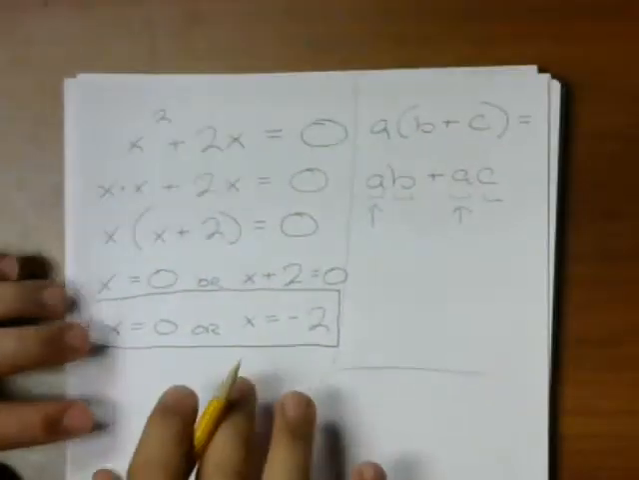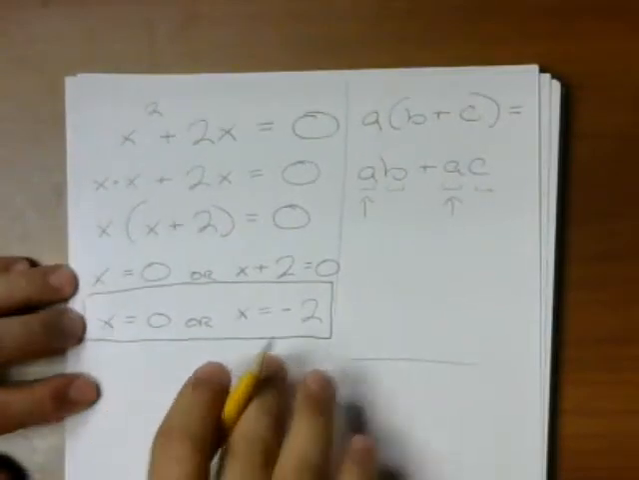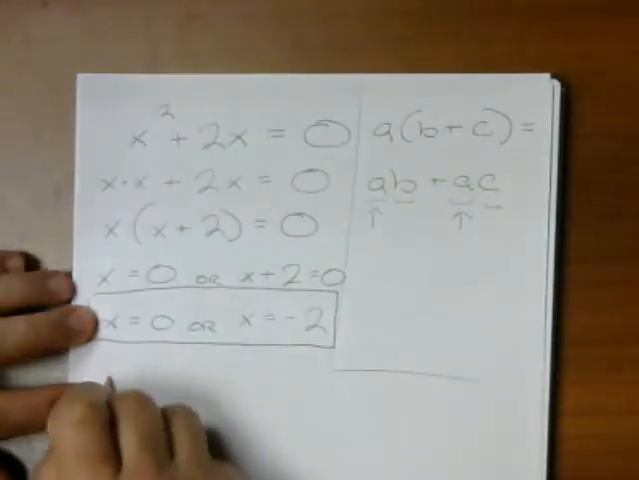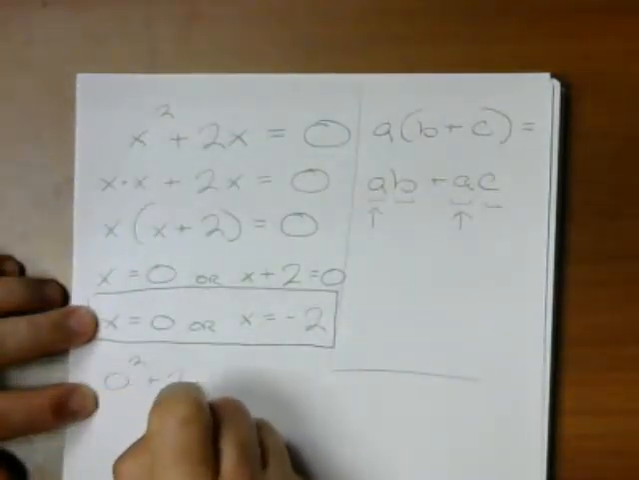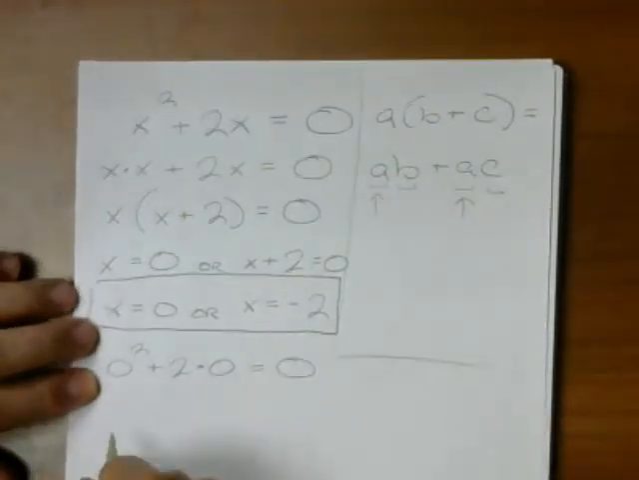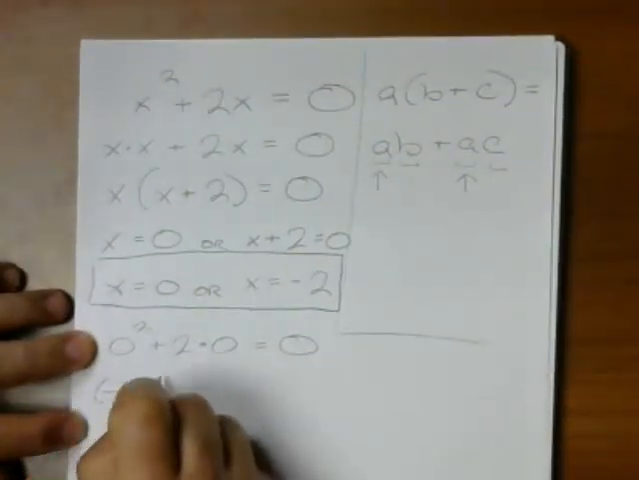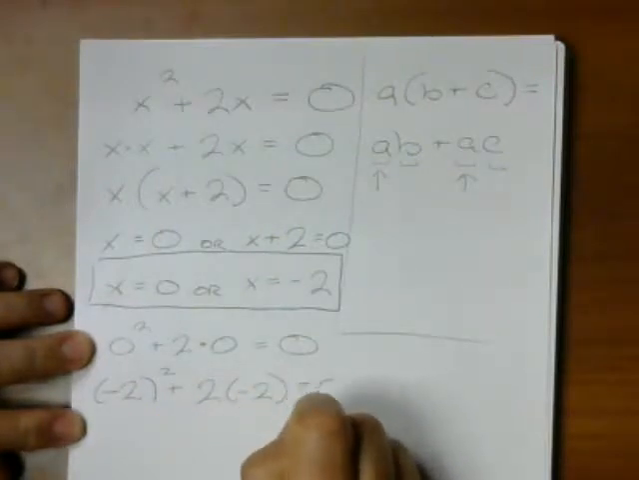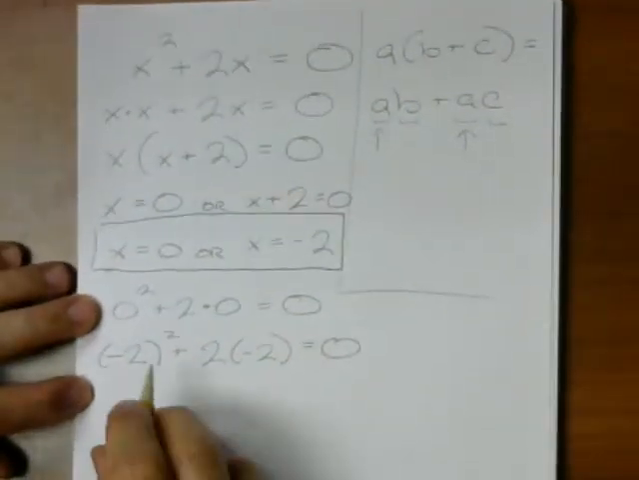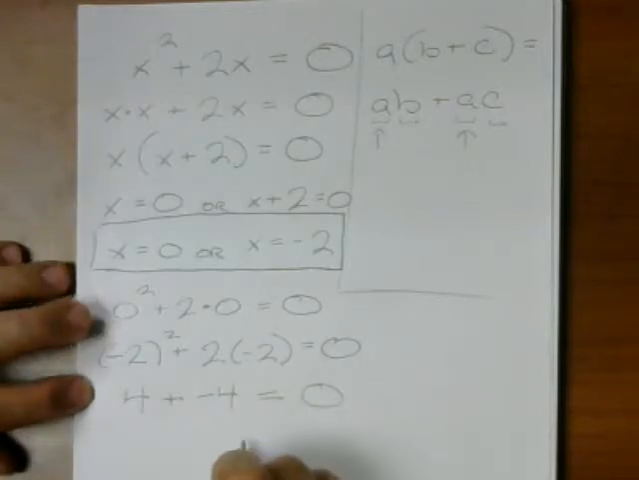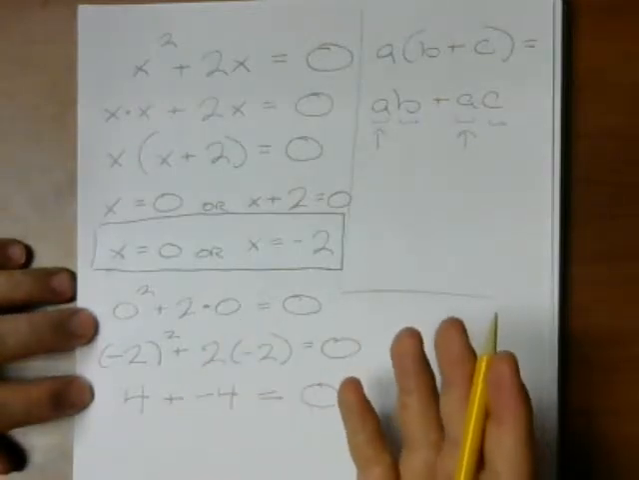But maybe you're nervous, maybe you think we made a mistake. Well, one thing you can always do, if you think you might have made a mistake, is plug these back in. For example, if I plug the 0 back in, I get 0 squared plus 2 times 0, which is 0. And if I plug the negative 2 in, I get negative 2 squared plus 2 times minus 2 equals 0. Well, that's 4. That's minus 4. 4 plus negative 4, 0. So we didn't make any mistakes.